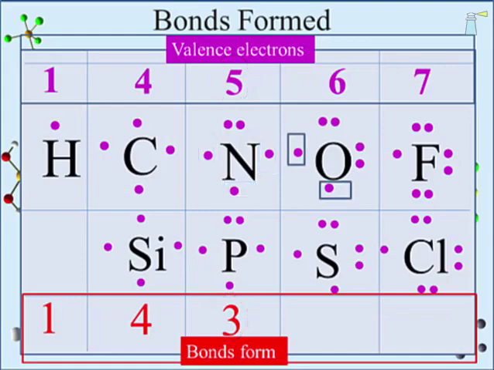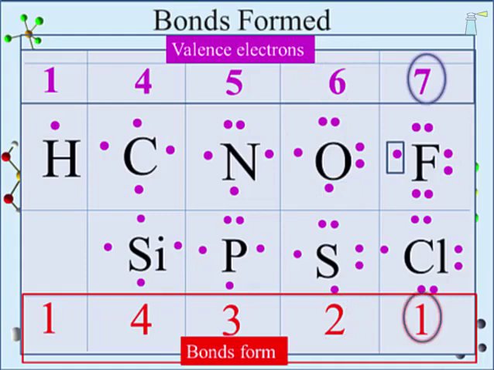Oxygen has 6 valence electrons, and 2 are unpaired. It can form 2 covalent bonds, and add 2 electrons towards the fulfillment of the Octet Rule. 6 plus 2 is 8. Finally, fluorine. It can form 1 bond. 7 plus 1 is 8. Now we're ready to build a dot structure.